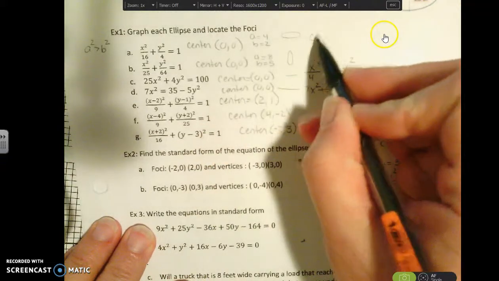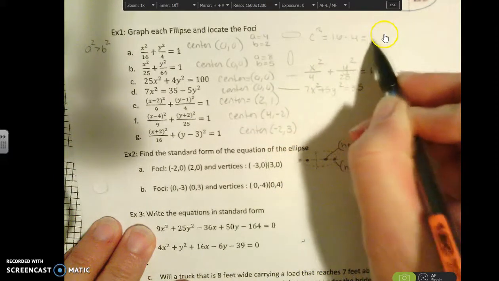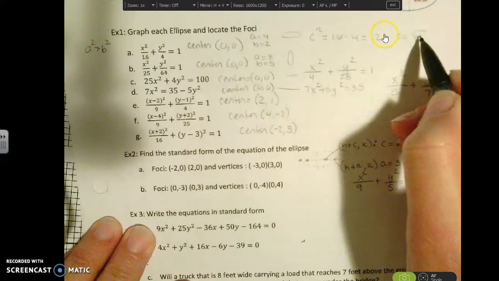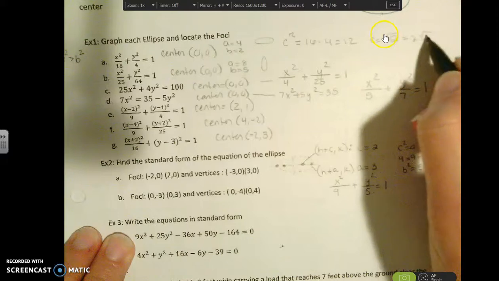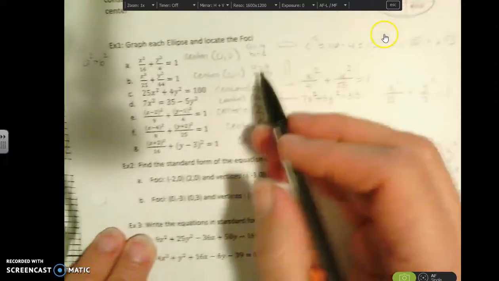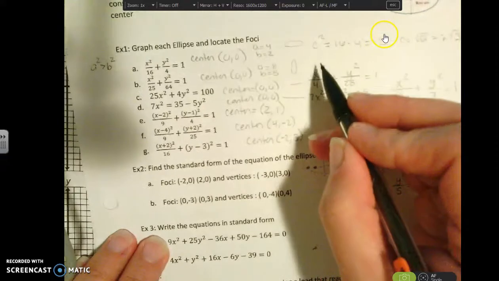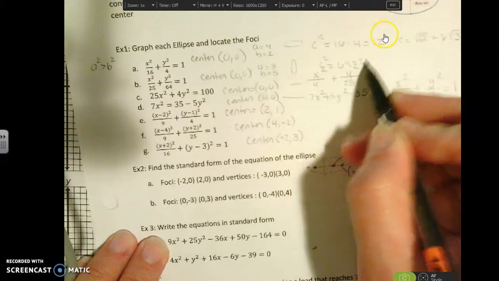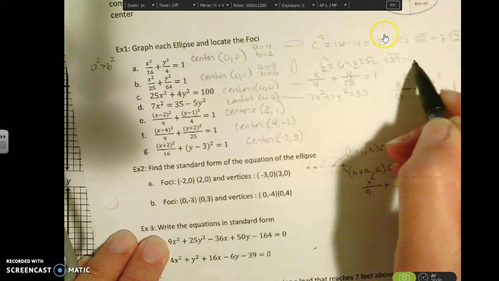So C squared would equal 16 minus 4, which is 12. So C equals the square root of 12, which is 2 square roots of 3. So we could use that information to graph our points, and we'll talk about how to graph it in a second. For this one, C squared would be 64 minus 25, which is 39. So C equals the square root of 39 on that one.